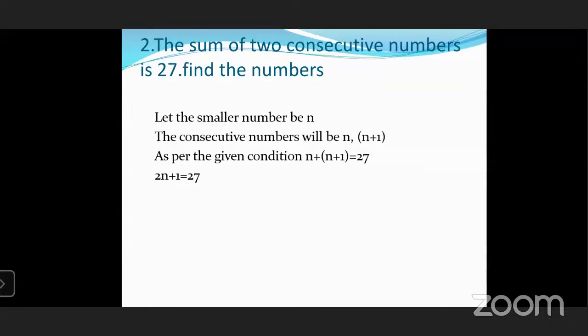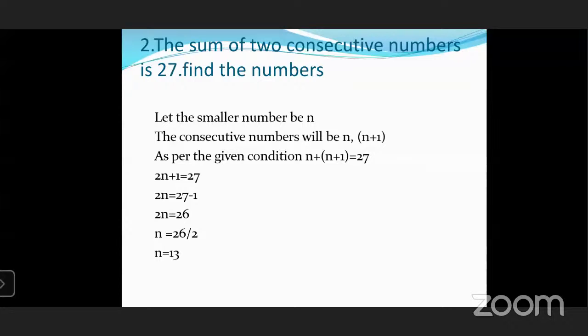Now 1 is on the left hand side, you take it on the right hand side. 2n is equal to 27 minus 1, 26. 2n is equal to 26. Now 2 into n is 26. n you have to divide by 2 on both sides. You get 26 upon 2. n is equal to 26 upon 2. And n is equal to 13.